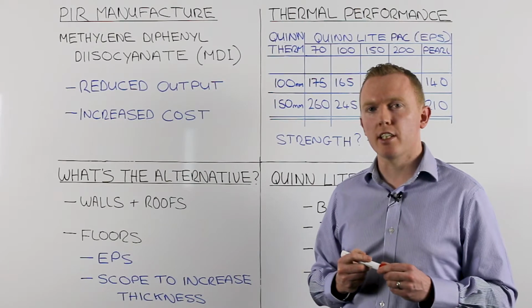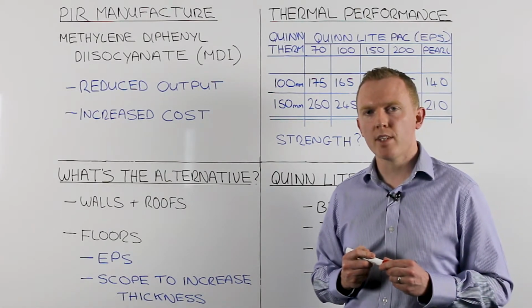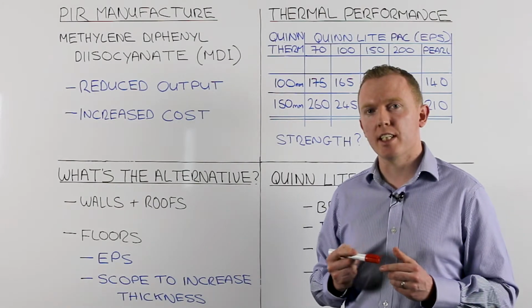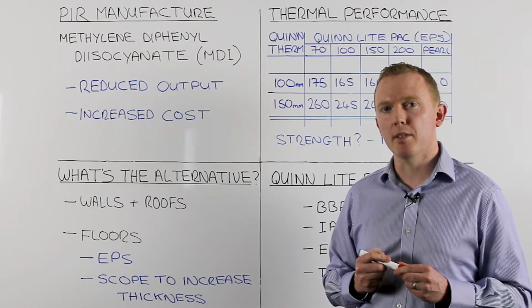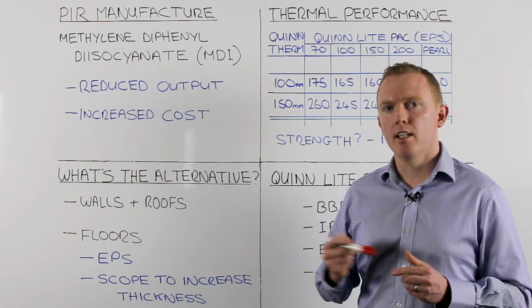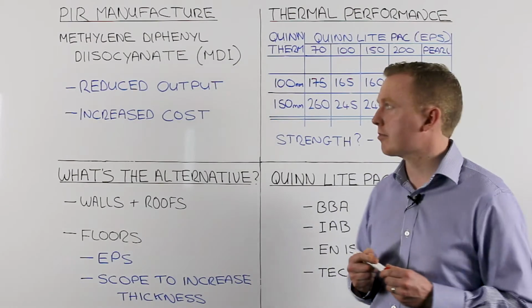MDI is manufactured on a global scale by a small number of large companies. Due to recent outages at some of these plants in Asia and in Europe, MDI has become extremely hard to get. This has a number of knock-on effects for PIR manufacturers.